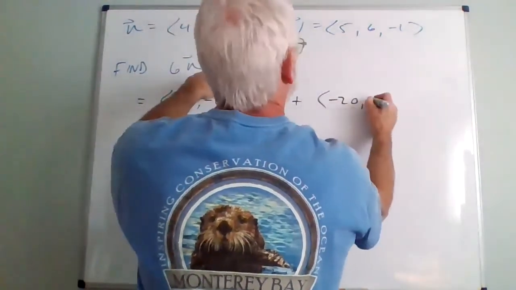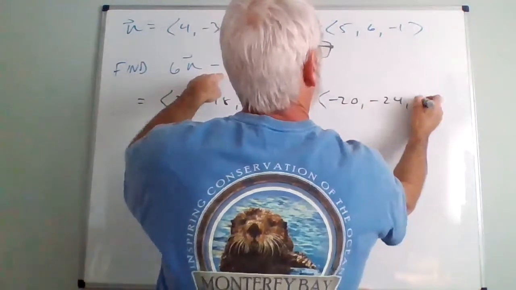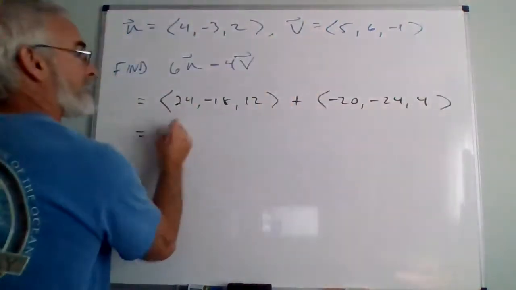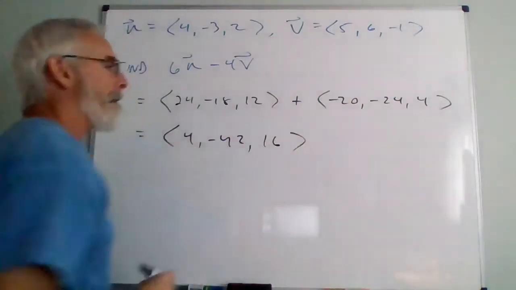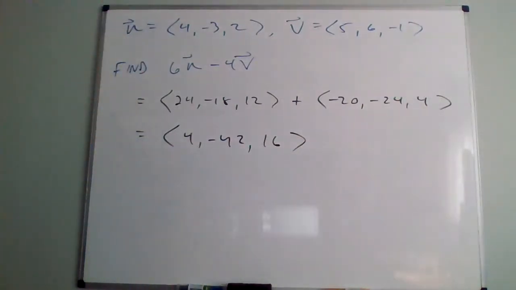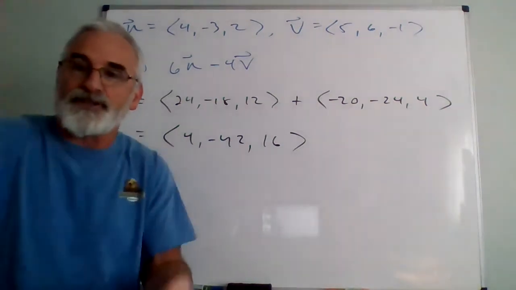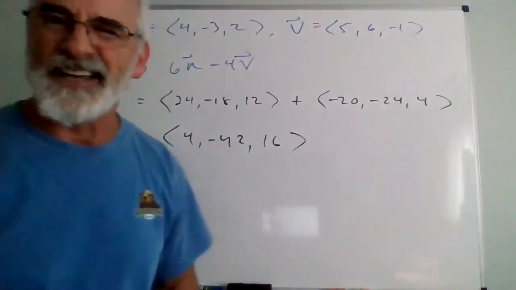So -20, -24, +4. So my result is 4, -42, 16. Because you were just combining things algebraically and you were not solving, you really can't check. There's nothing to compare it to. So you just have to be careful.